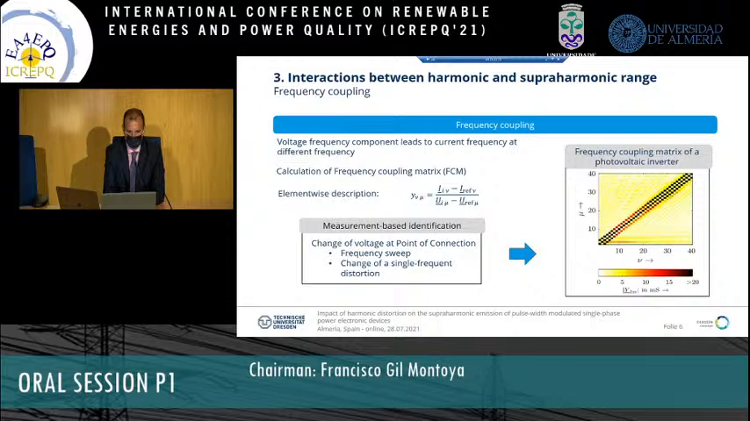And we can derive a so-called frequency coupling matrix that represents the specific device behavior by relating a reference current and a reference voltage to a different distortion in the applied voltage, and then calculating the resulting current in terms of an admittance matrix, which is depicted on the right side for a photovoltaic inverter. We can do this by performing a so-called fingerprint sweep, or a frequency sweep in general: we change a single-frequency voltage distortion at the clamps at the inverter or converter side, and then measure the multi-frequency current response.